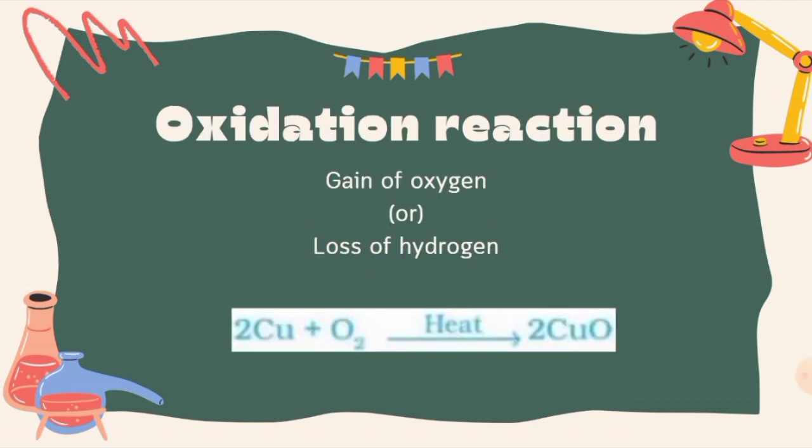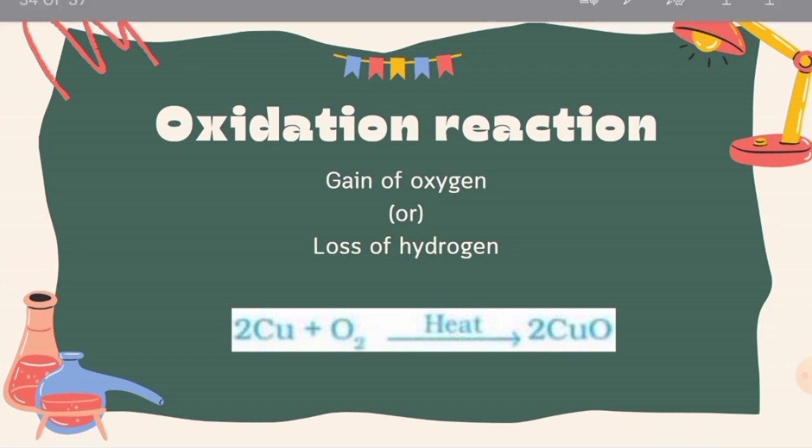Next, the fifth type of reaction is redox reaction. But before moving on to redox reaction, we shall see two more reactions, that is oxidation reaction and reduction reaction. So what is an oxidation reaction? Whenever in a reaction you see gain of oxygen or loss of hydrogen, you can say that reaction is an oxidation reaction. So not only gain of oxygen but loss of hydrogen is also oxidation. Now I am giving an example of burning of copper. Cu plus O2 gives rise to copper oxide in the presence of heat. That's burning. So it is clear, right?